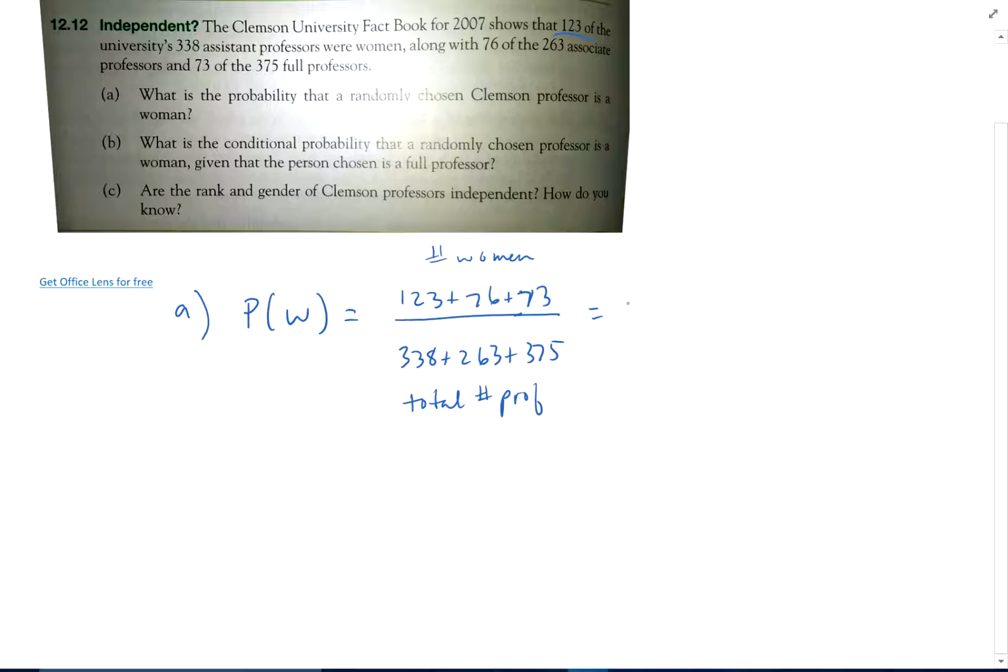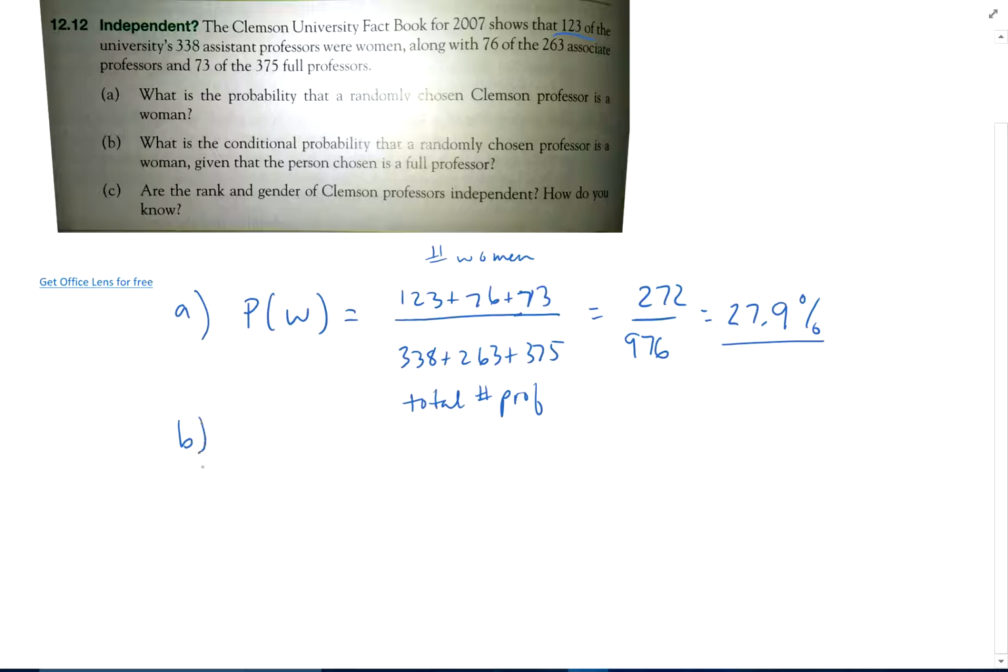And so that's going to give me, with my calculator on the side here, 123 plus 76 plus 73 gives me 272 women out of 338 plus 263 plus 375, which gives me 976 total. So that's 272 divided by 976, which gives me 27.9, if I round it, percent chance of selecting a woman if I pick a professor at random. Okay, so that's the probability that you select a woman.